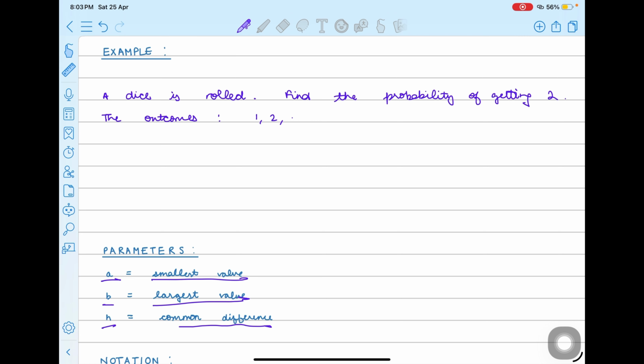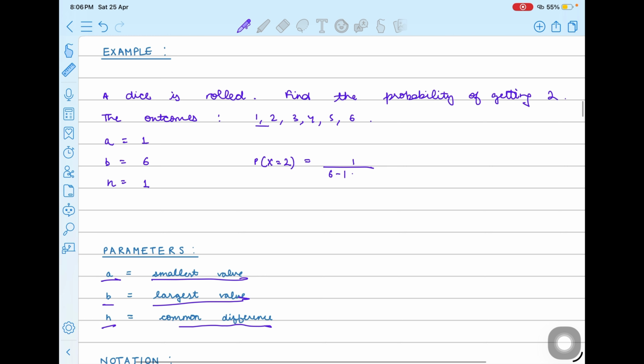Now, solving the example, the outcomes we can get are 1, 2, 3, 4, 5, and 6. a is the smallest term, which is 1. b is the largest term, which is 6. And h is the common difference, which is 1. The probability is h upon (b minus a plus h), which gives us 1 by 6.